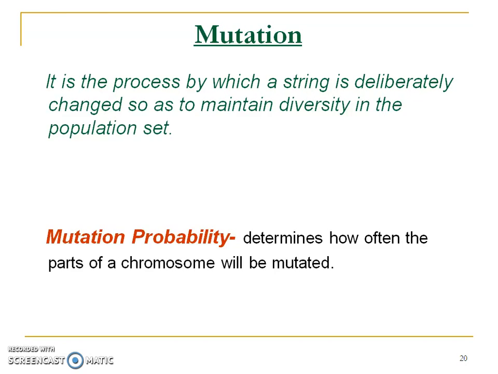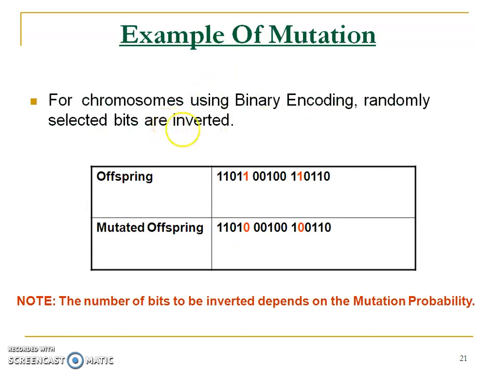Mutation is applied on the offsprings generated with a very low mutation probability, and the value of the string or the chromosome gets changed randomly. An example of mutation is given here. Suppose this is one offspring and mutation is applied. Out of all these bits, only in these two cases the mutation has happened, and the bit has changed from 1 to 0, and 1 to 0 again in this case.